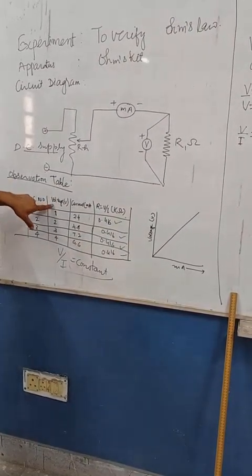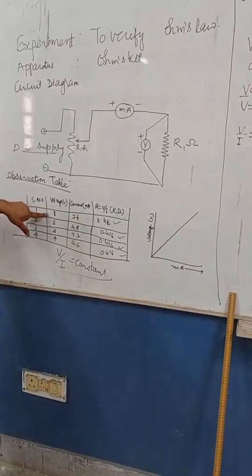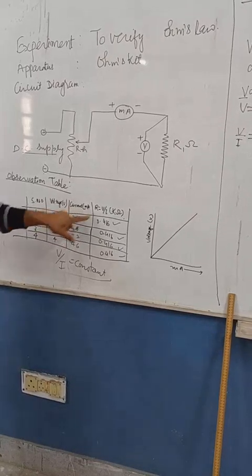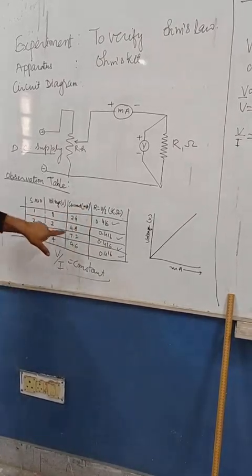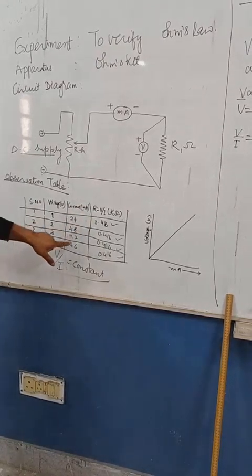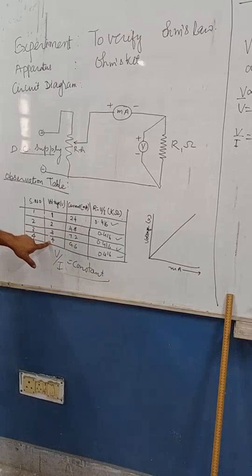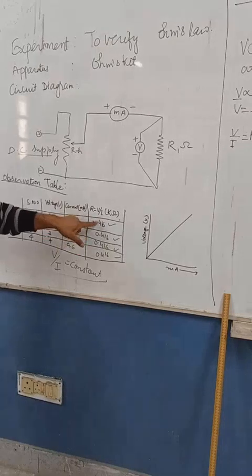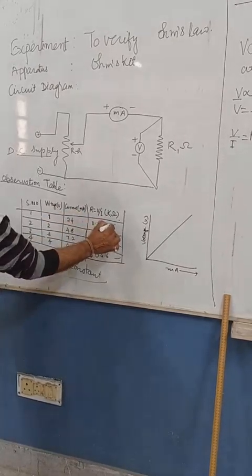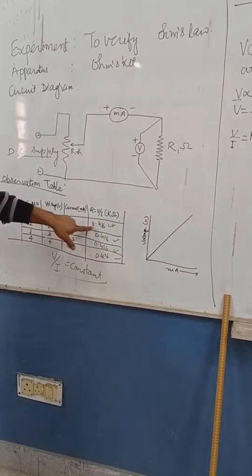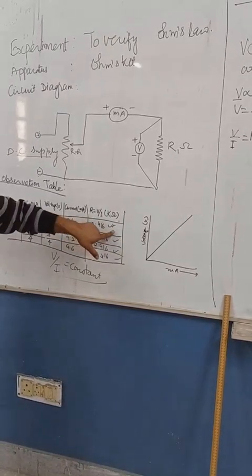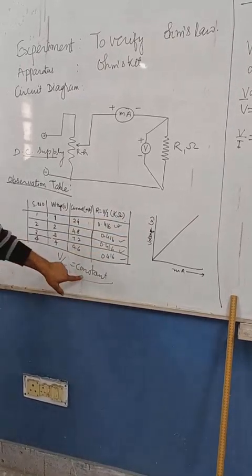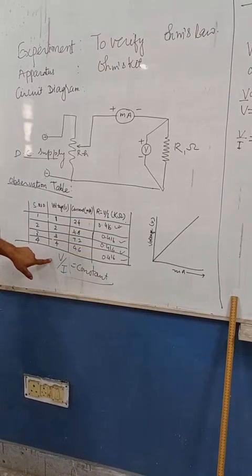On varying the voltage, the current is varying. In the first case, the voltage is 1 volt, the current we got is 2.4 milliamps. Voltage 2, current 4.8, voltage 3, current 7.2 milliamp, voltage 4, current is 9.6 milliamp. And this is the ratio V upon I. When we go for the V upon I ratio, we come to the conclusion that it comes out to be 0.416 kilo ohm in each case. That is, V upon I is a constant, and hence Ohm's law is verified.